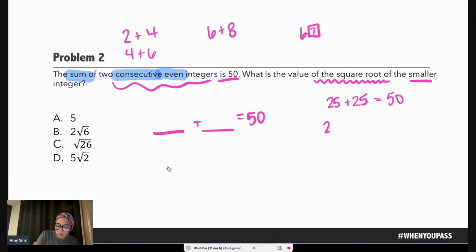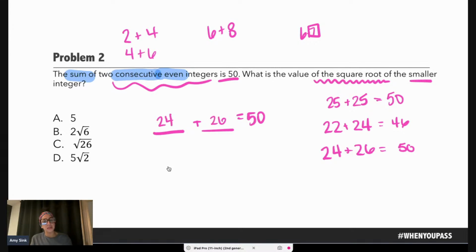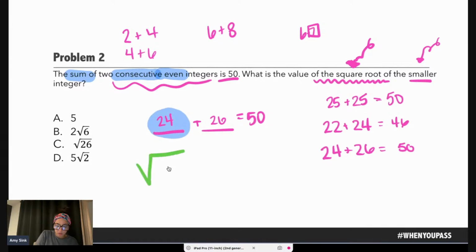So I'm going to start with 22 plus 24. That equals 46. So not quite enough. 24 plus 26 equals 50. So they want to know what is the value of the square root of the smaller integer. Well, the smaller integer in this case is 24, so it's going to be the square root of 24.